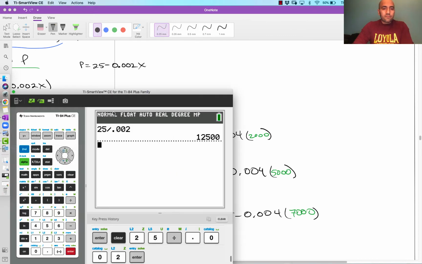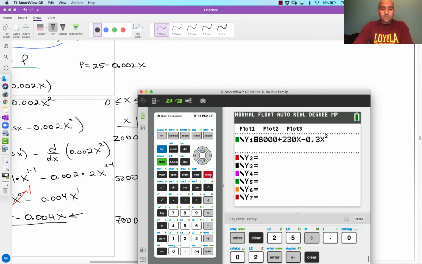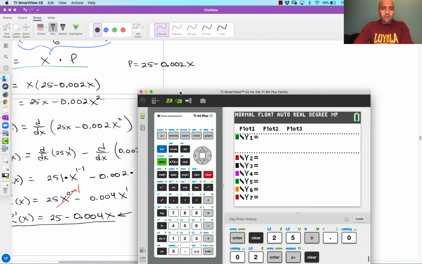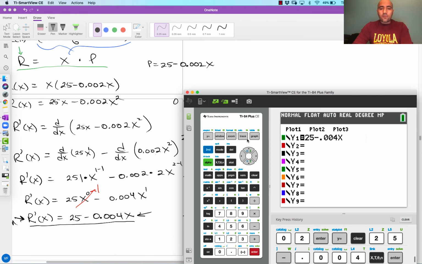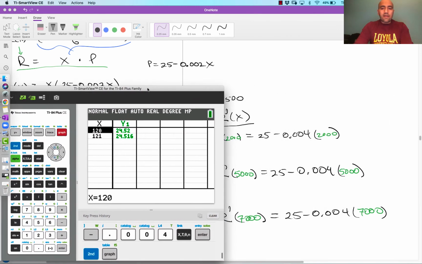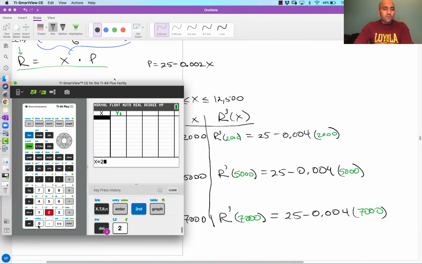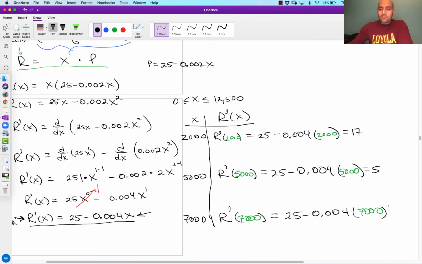Okay, let's use our calculator function. Let's go to y equals, clear. And then our function is just going to be 25 minus 0.004x. There's our equation. Let's go to our table, second table. And now I can just input these values to get my results. So if I input 2,000, I get 17. If I put 5,000, I get 5. And if I input 7,000, I get negative 3. So 17, 5, negative 3.